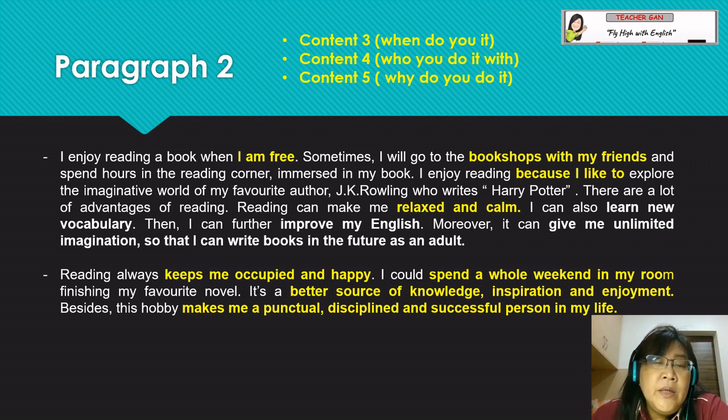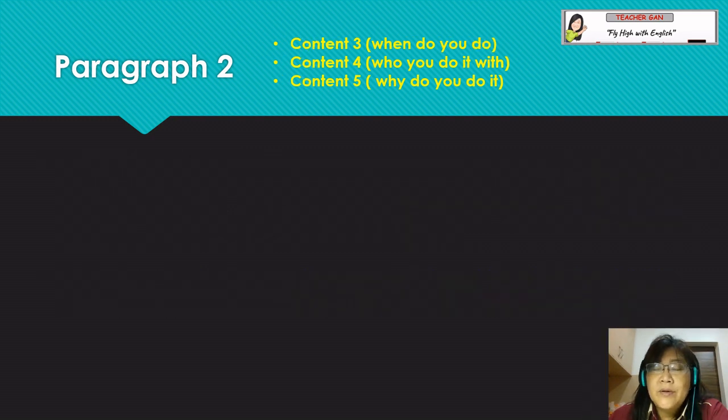Number 2, reading always keeps me occupied and happy. I could spend a whole weekend in my room finishing my favorite novel. It's a better source of knowledge, inspiration, and enjoyment. Besides, this hobby makes me a punctual, disciplined, and successful person in my life. We are still in paragraph 2.